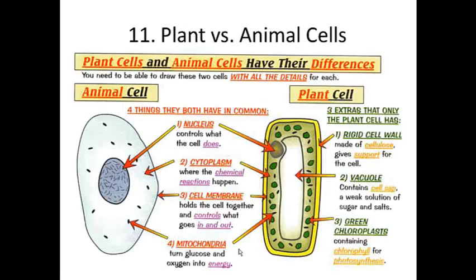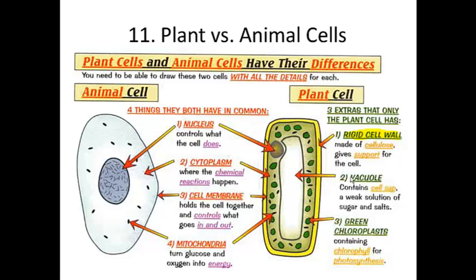Differences between plant and animal cells. A big difference is that a plant cell has a rigid cell wall, which is again made of cellulose, a structural carbohydrate. And that cell wall is rigid, so it holds the plant in a very rigid, straight shape.